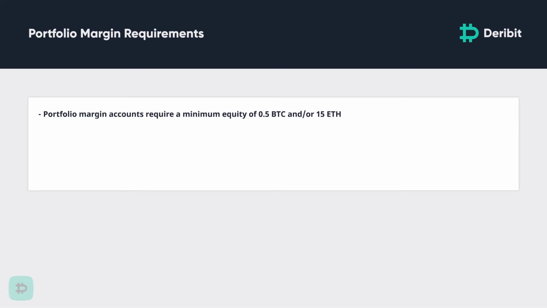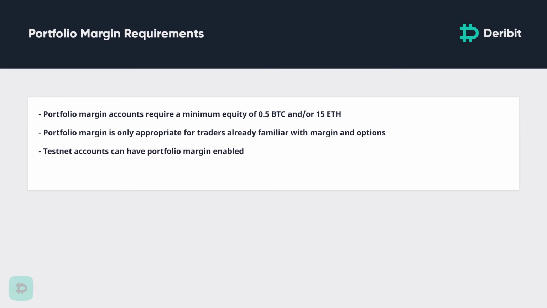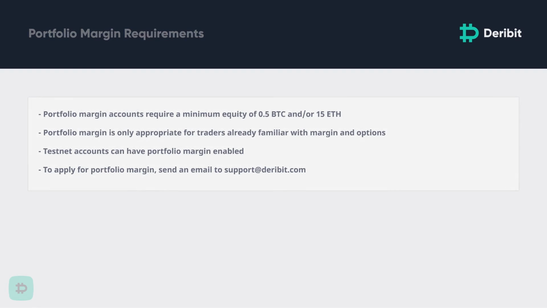There are some minimum requirements for portfolio margin. To qualify for portfolio margin, you must maintain an account equity of at least 0.5 BTC or 15 Ethereum. You must also confirm that you have an understanding of how portfolio margin works, as well as previous experience in trading options. If you do not have this experience, portfolio margin is not appropriate. However, it is possible to have it added to a testnet account first if you wish to try it out. To apply for portfolio margin, send an email to support@deribit.com.